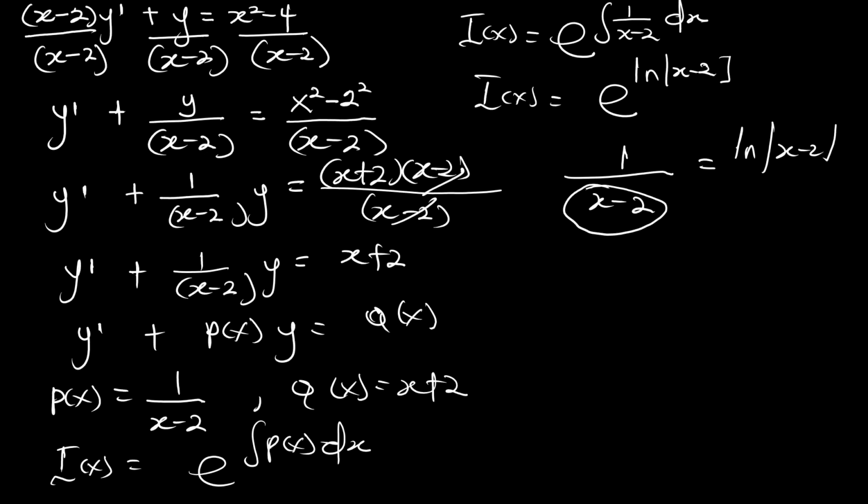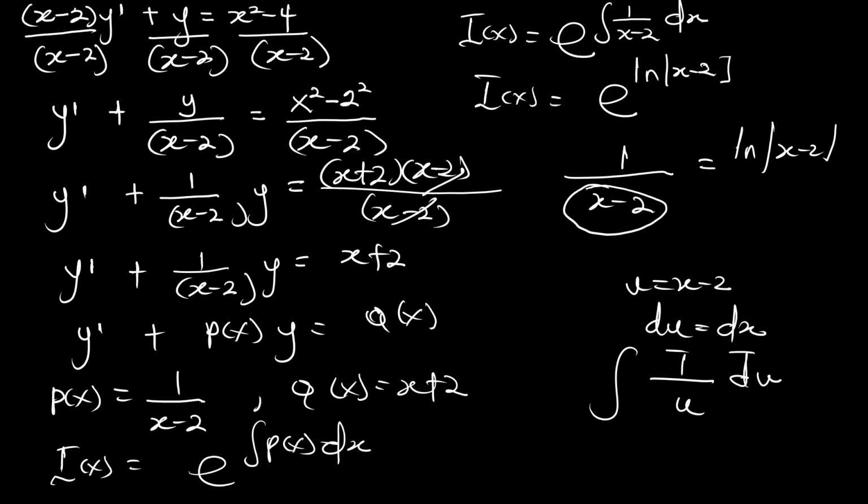Or you can use the u substitution. You can let u equals x minus 2. So the du will be equal to what? Just dx. So when you substitute it, you are going to have something like 1 over u du, right? So 1 over u, when you integrate that, you get natural log of u. And our u is what? X minus 2. So that's how come we had this, right? Use these things.